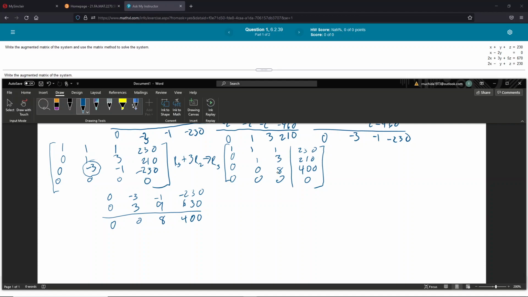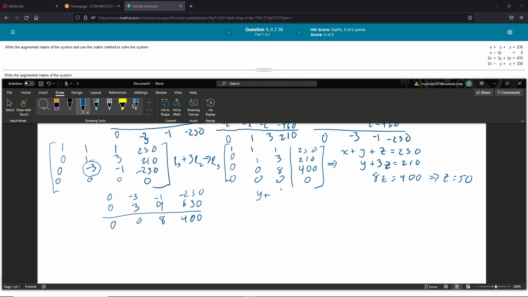You could keep going and get this 8 to be a 1 by multiplying row 3 by 1/8. But what I often do once I get it in triangular form is rewrite it as a system of equations. So we have x plus y plus z equals 230. Then y plus 3z equals 210. And from the third row, 8z equals 400. If 8z is 400, divide both sides by 8, and you get z equals 50.